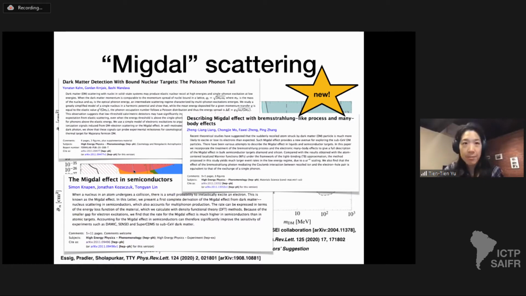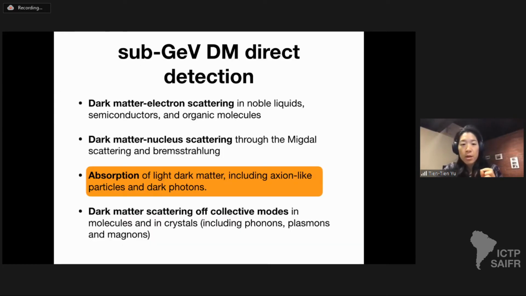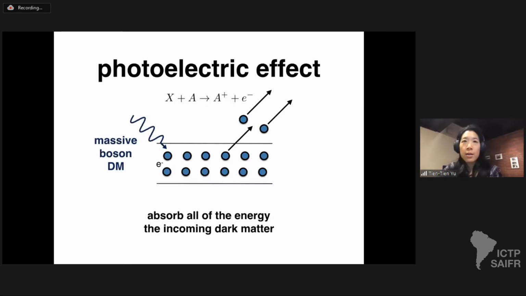And maybe lightning flash, I'll skip the collective modes, but I wanted to talk about absorption, which is the last way to look with these, for example, with Sensei, for sub-GeV dark matter. And this is to look for light dark matter that has to be bosonic. The idea here is the analog of the photoelectric effect. So I have some massive bosonic dark matter that comes in. This bosonic dark matter gets absorbed by the material, and all of the energy of that incoming dark matter gets absorbed and goes into ejecting an electron. So the theme to all these experiments is you look for electrons.